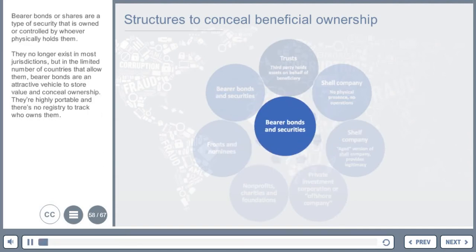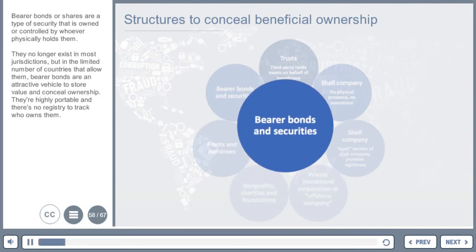Bearer bonds or shares are a type of security that is owned or controlled by whoever physically holds them. They no longer exist in most jurisdictions, but in the limited number of countries that allow them, bearer bonds are an attractive vehicle to store value and conceal ownership. They're highly portable, and there's no registry to track who owns them.